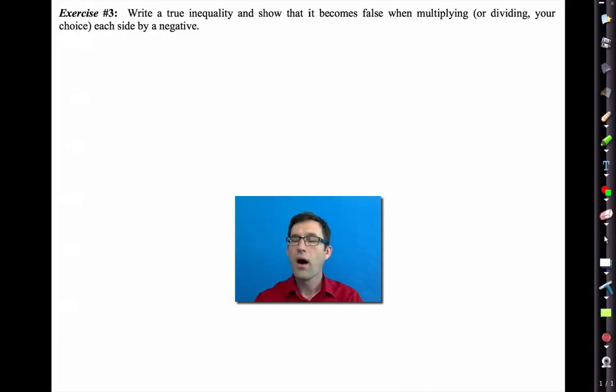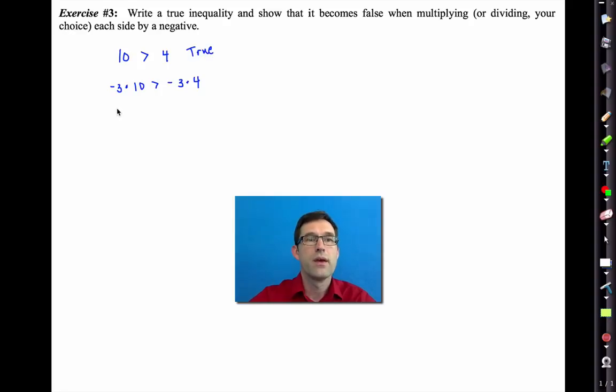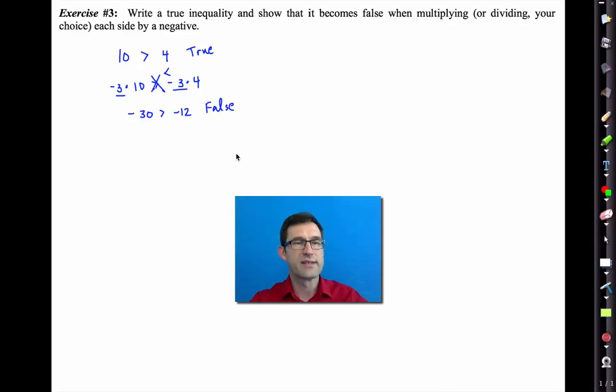All right, let's do it. I doubt I'm going to get the one that you did. Let me do 10 is greater than 4. Now watch this. Let me multiply both sides by negative 3. So this is definitely true. But when I multiply both sides by negative 3, I get negative 30 is greater than negative 12, and that's false. So really what inequality theory tells me is that as soon as I multiply both sides by negative 3, I have to switch that into a less than symbol.